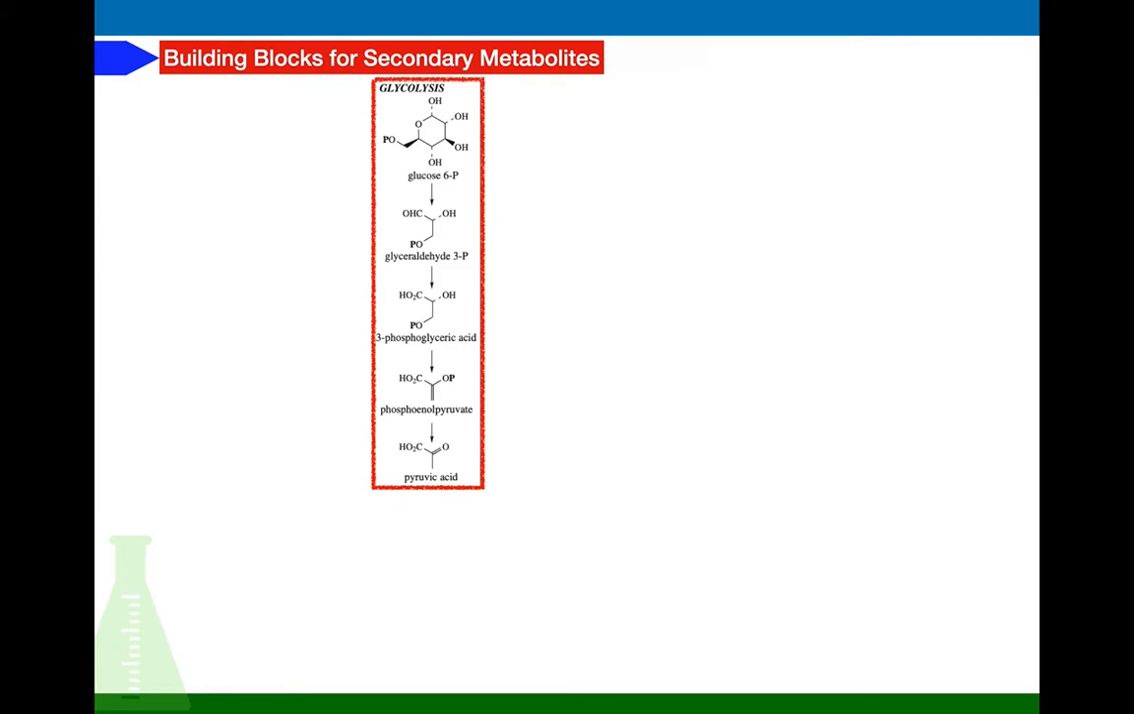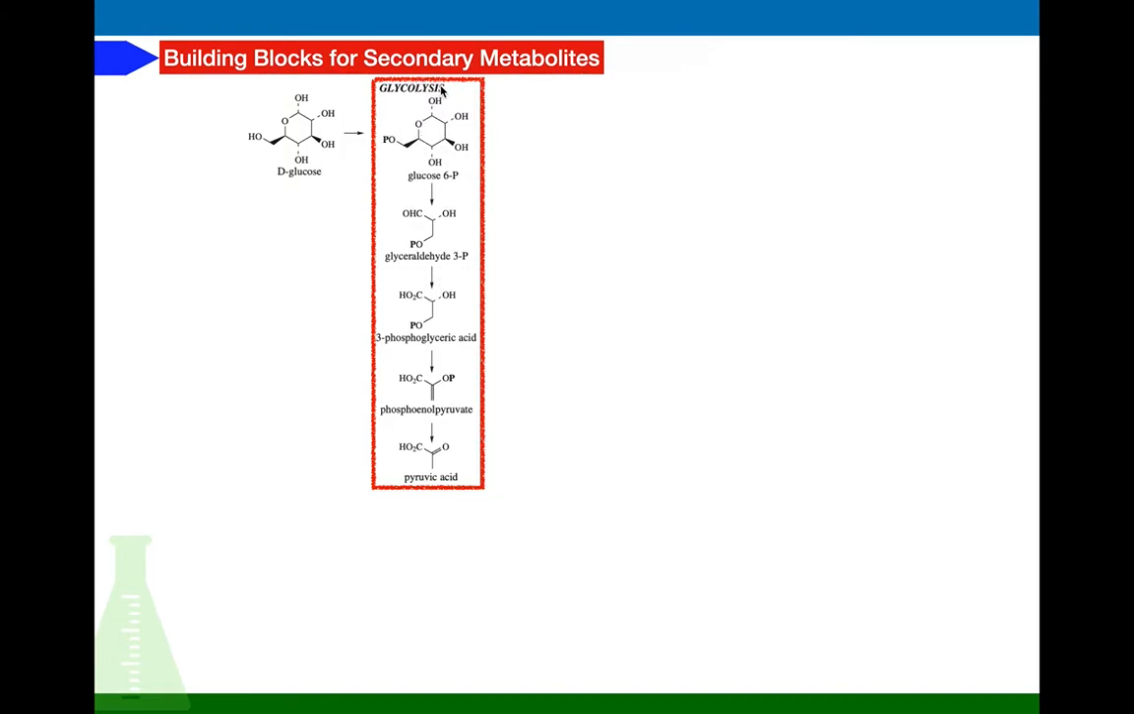Now we look at the building blocks for secondary metabolites. Secondary metabolites are produced from molecules that are actually part of the primary metabolism. So secondary metabolites are actually derived from the primary metabolites. Out of the primary metabolism, if we talk about the glycolysis process, that is the process of breakdown of glucose, a 6-carbon sugar, into simpler sugars or other molecules. So we'll start from this glycolysis.